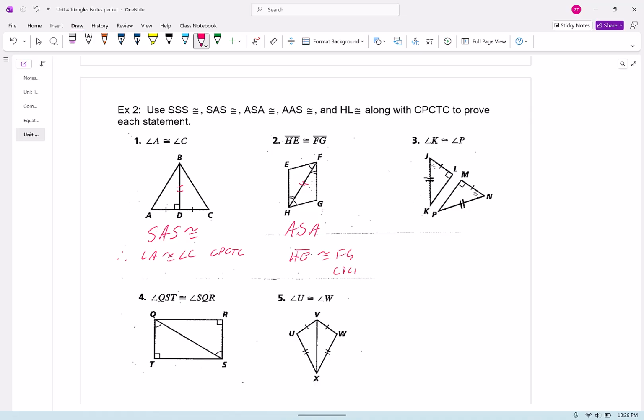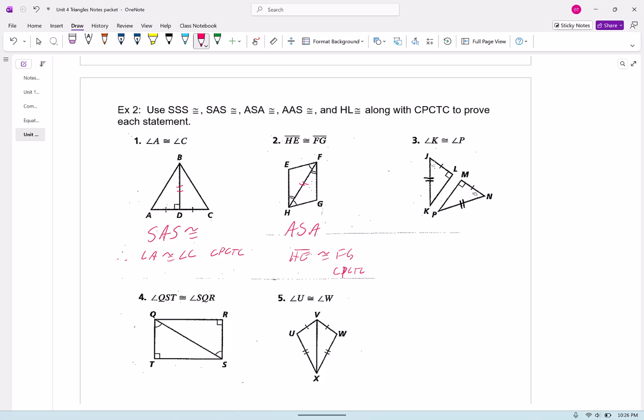Why CPCTC? We're using one of those to prove the congruency, and then we're saying that the statement they're wanting us to prove is true because corresponding parts of corresponding triangles are congruent. CPCTC. It's the last step. I'll show you that on the proof here at the bottom.